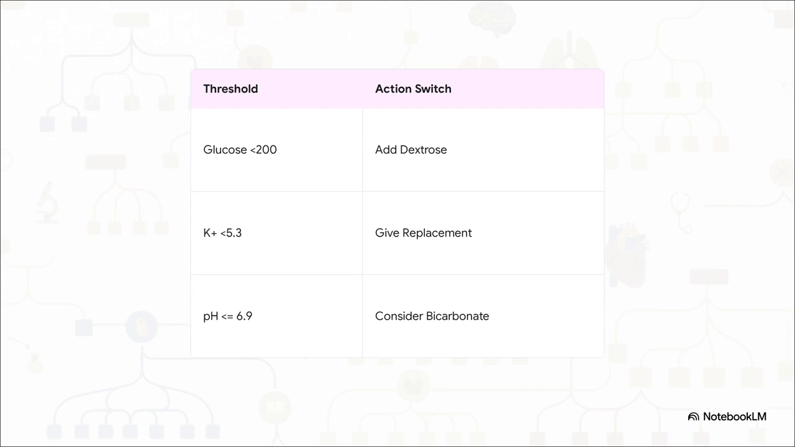When serum glucose drops below 200, you hit a switch. You must add dextrose to the fluids and dial back the insulin. Potassium below 5.3, another switch. You add potassium replacement. Blood pH hits 6.9 or lower, you consider bicarbonate. These numbers strictly dictate your very next order.